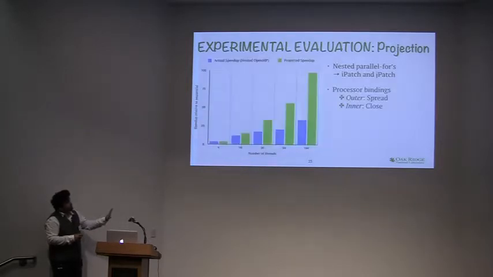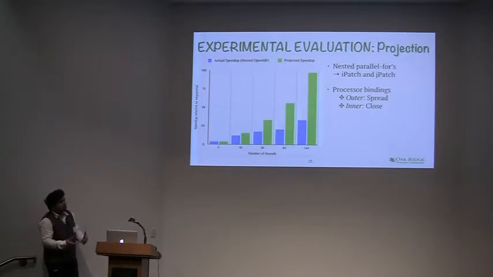So the green lines are the projected graphs. What would happen if we did not have any overheads and we just did a product of I times J, whatever we got from the previous slide. And the blue lines are the actual nested parallel for I loop and J loop that we got using OpenMP. We use outer spread and then inner close, with dynamic scheduling. We tried different scheduling, and this is the best one that we got, and that's what we are showing up here.